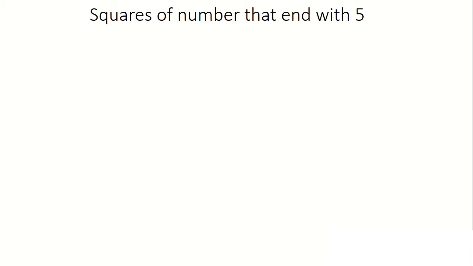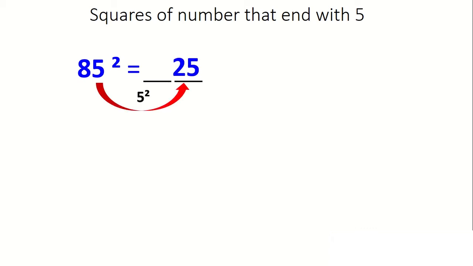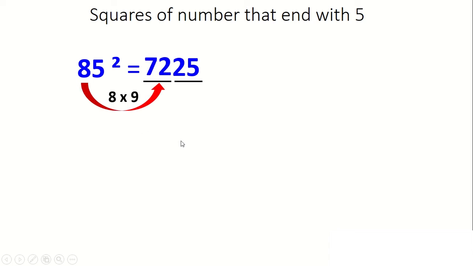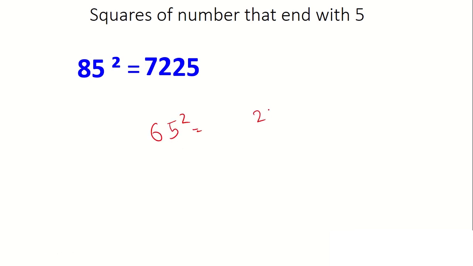Last example, squares of numbers that end with 5. It is as simple as that. So suppose I want to find 85 square, it will also be done in 2 steps. The first step is 5 square, which is 25, and the second step is look at the number before 5, so it's 8. The number that comes after 8 is 9, so my answer has to be 8 into 9, which is 72.